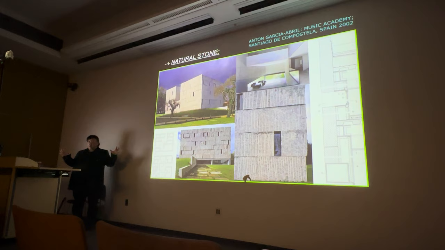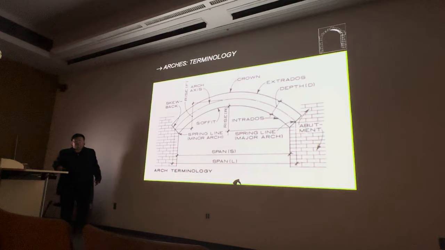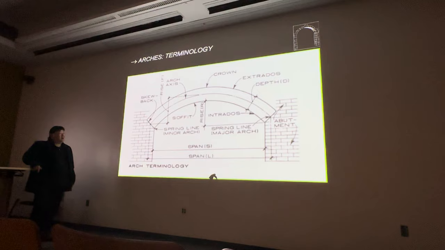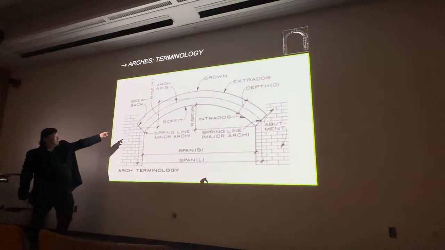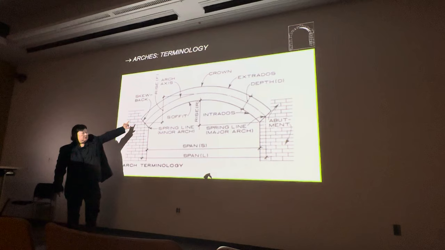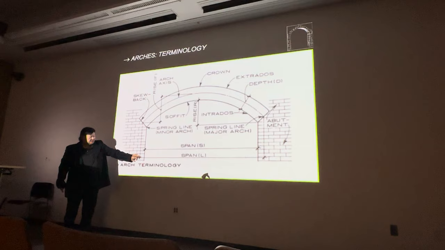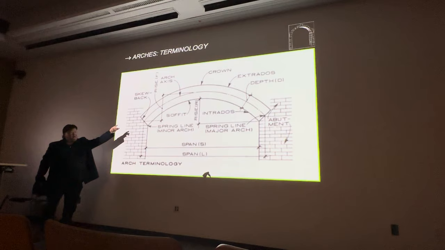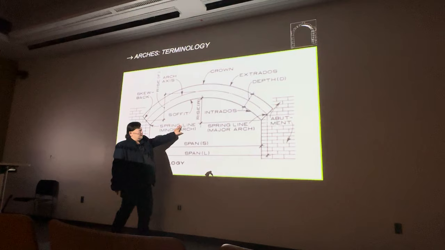The terminology of arches, because arches can span a very long distance. You have the top, which is called the crown. You have the center, which is called the axis. This is a very important part of your arches, because this will determine the forces of the span, the long span, the short span. Underneath is the soffit, and between the major arches, there's the riser.